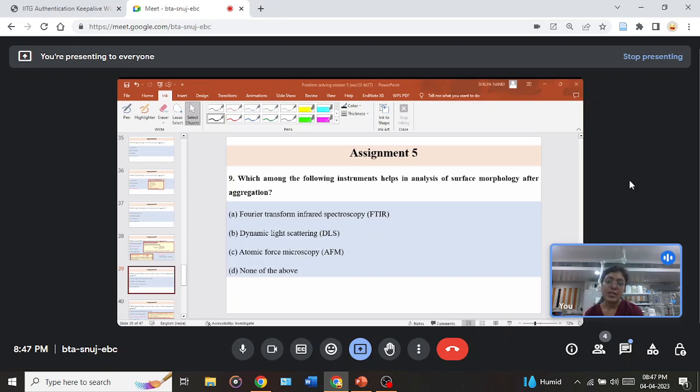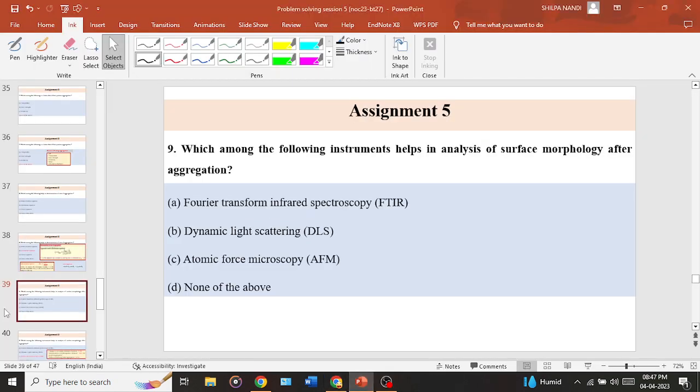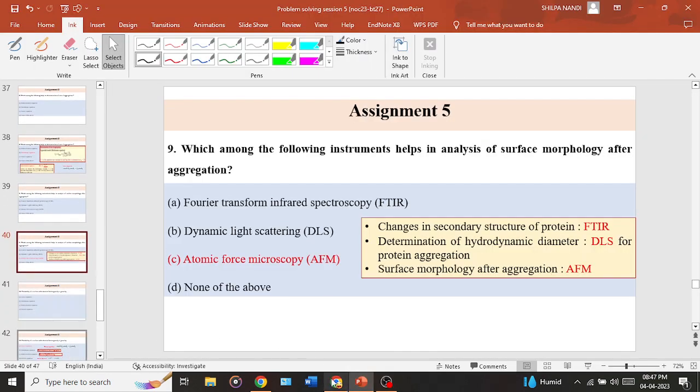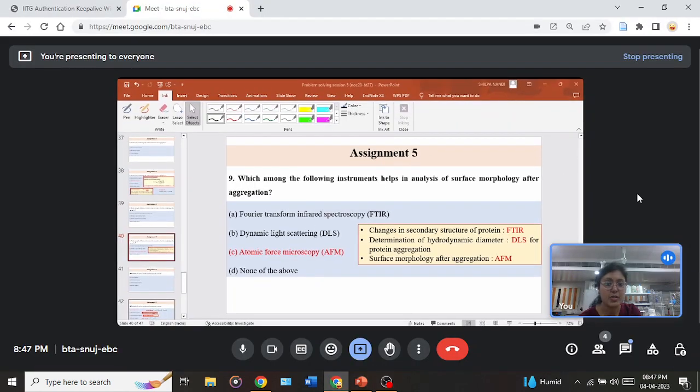So option number C is your atomic force microscopy, that is AFM. Now this particular instrument will help you to analyze the surface morphology. So you got the answer: option number C is your correct answer to this question. So surface morphology after or before aggregation can be analyzed using AFM.